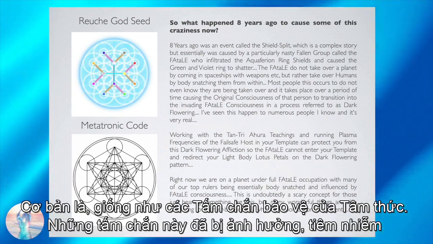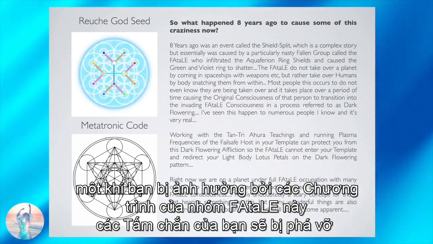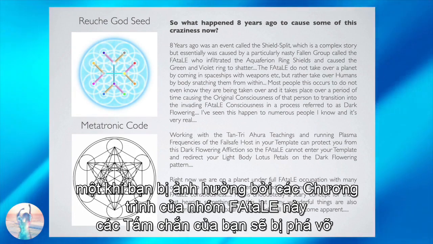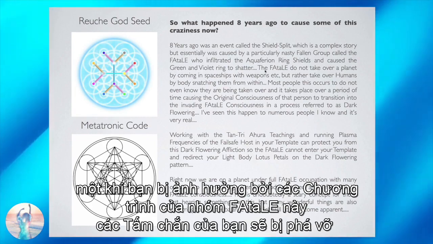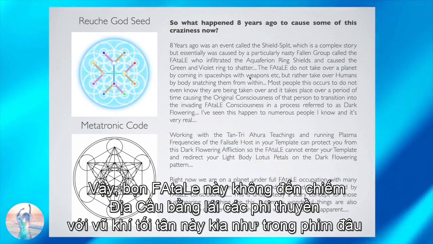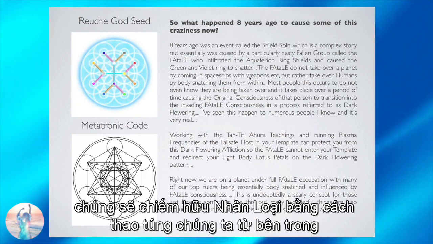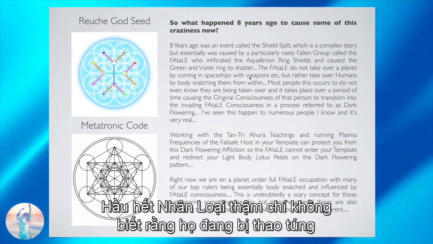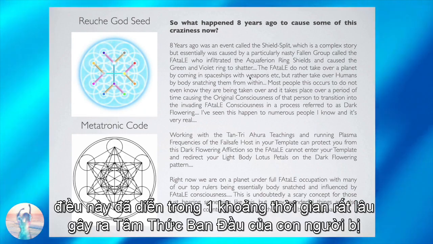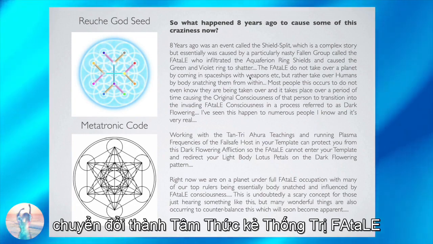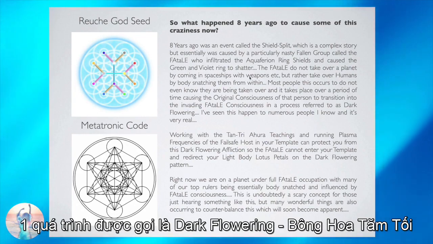But basically, they're like shields of consciousness, and the shields were taken over or infected, if you like, by this fatally program, and it caused the shields to shatter. So the Fatally do not take over a planet by coming in spaceships with weapons and stuff like that, but rather they take over humans by body snatching them from within. Most people this occurs to do not even know they are being taken over, and it takes place over a period of time, causing the original consciousness of that person to transition into the invading Fatally consciousness in a process referred to as dark flowering.